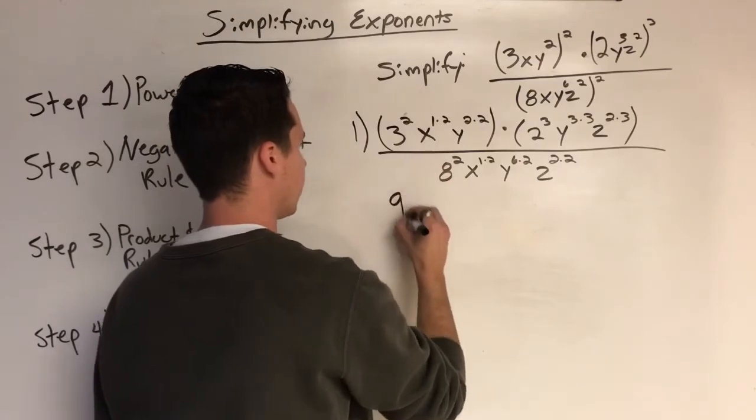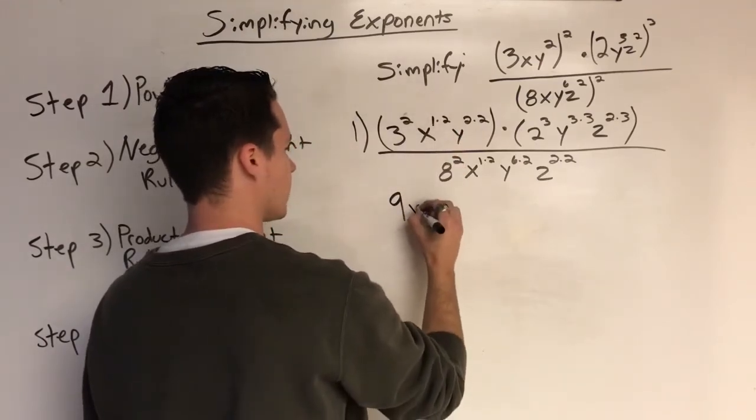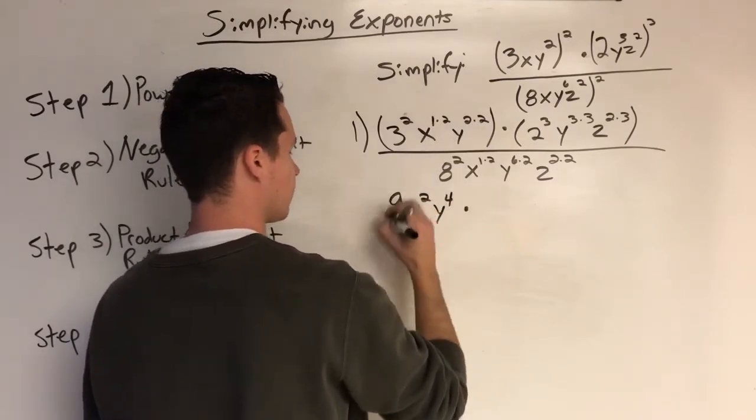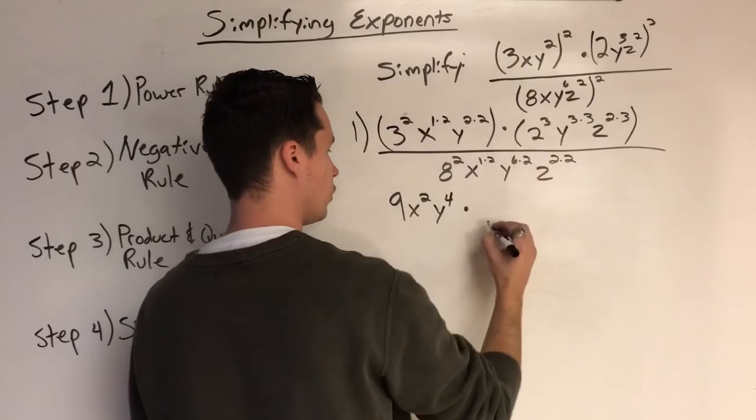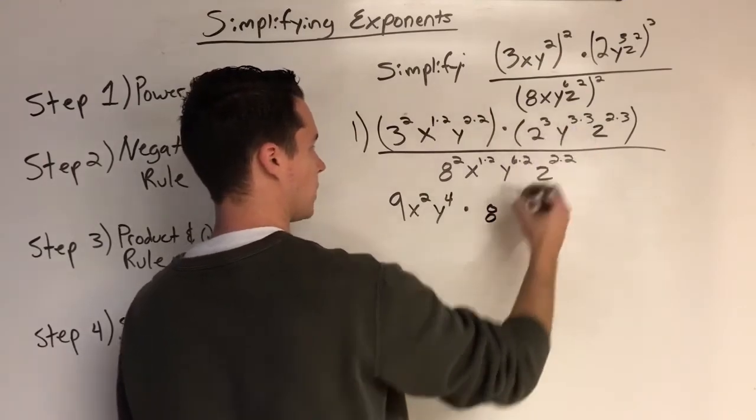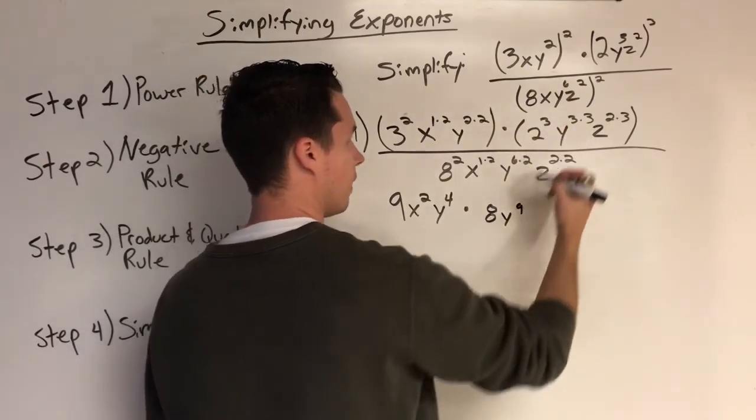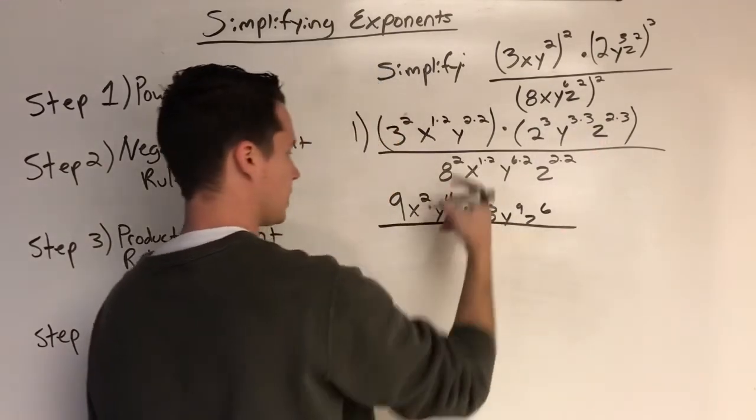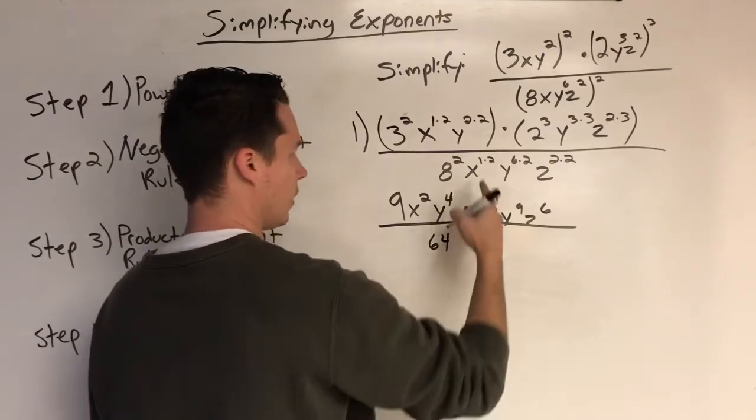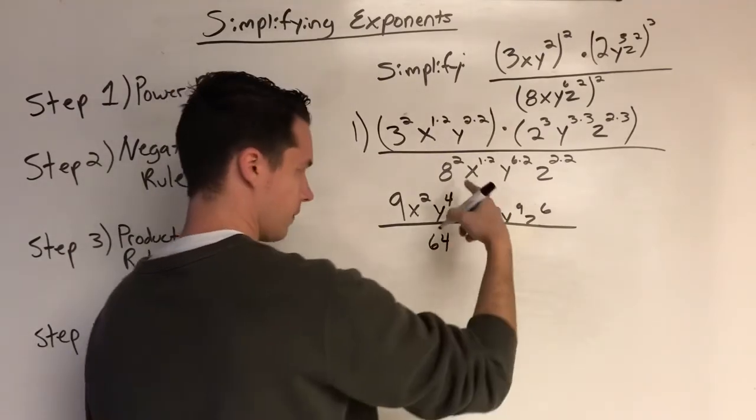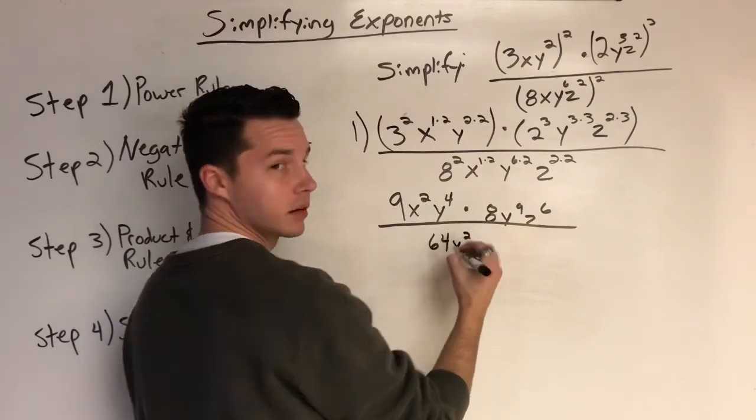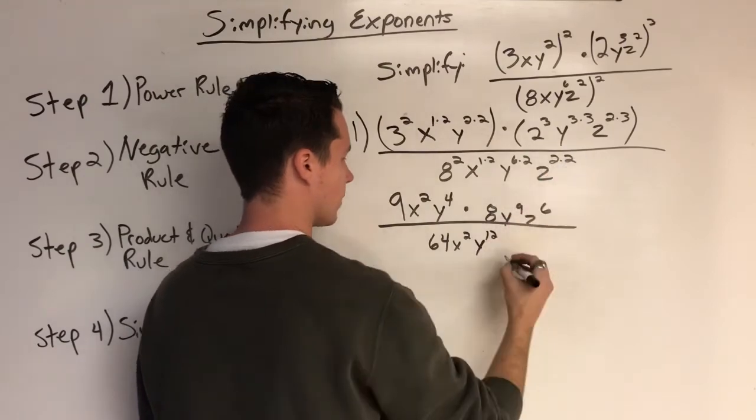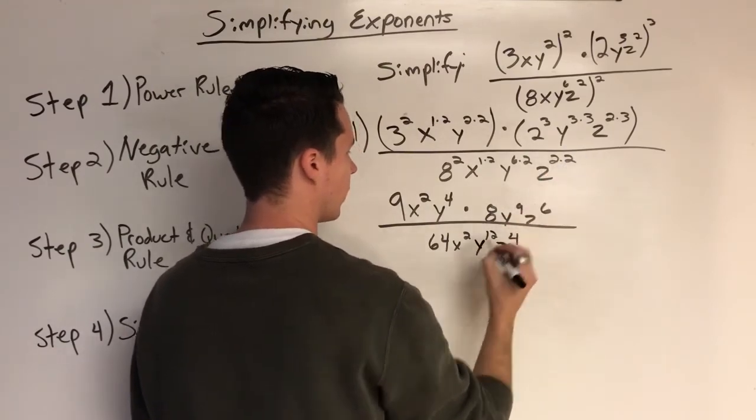3 squared is 9. X to the 1 times 2 is x squared. 2 times 2 here is y to the 4. All that is multiplied by 2 cubed, that's going to be 8. Y to the 3 times 3, so y to the 9. z to the 2 times 3, so z to the 6. All that divided by 8 squared, which is 64. X to the 1 times 2 is going to be x squared. Y to the 6 times 2 is y to the 12. z to the 2 times 2 is z to the 4.